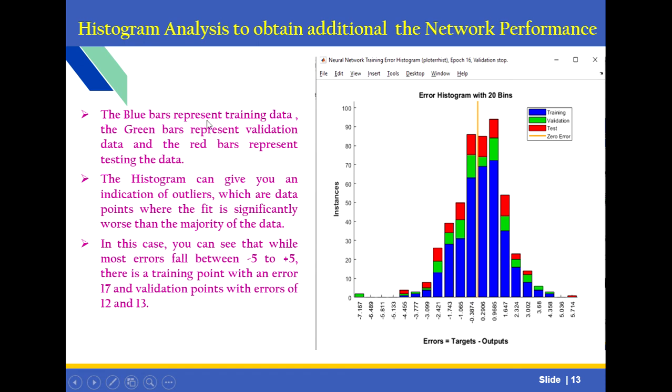The blue bars represent the training data, the green bars represent validation data, and the red bars represent the testing data. The histogram can give you an indication of outliers, which are the data points where the fit is significantly worse than the majority of the data. In this case, we are seeing that the error value is between -5 and +5. There is a training point with an error of 17. Here the validation points have errors of 12 and 13.